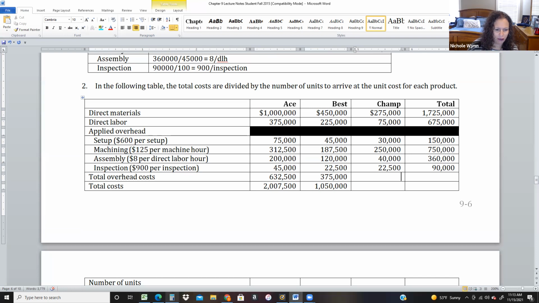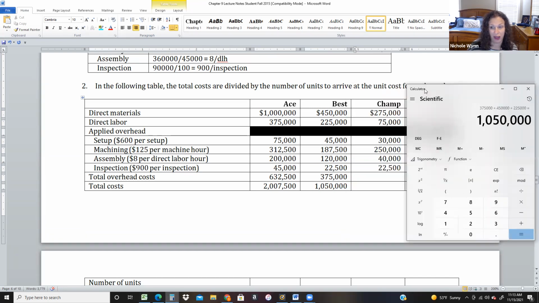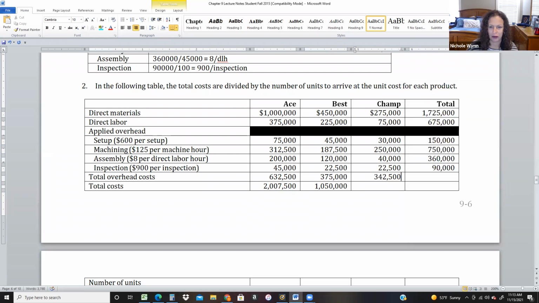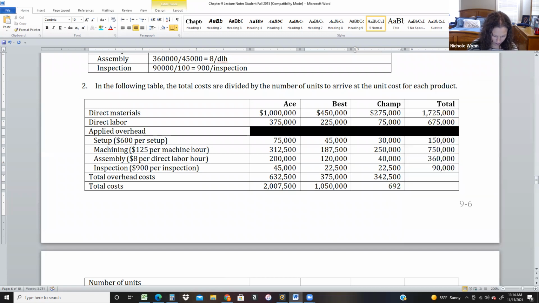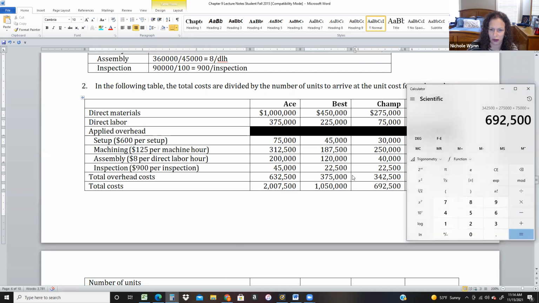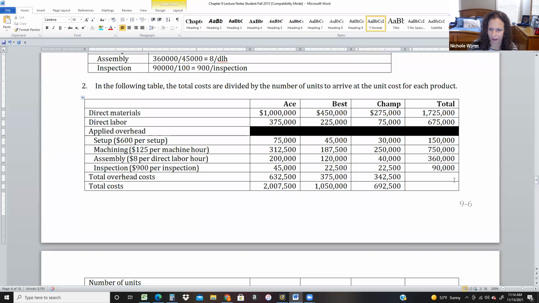And then over here, you have, yeah, I'm just adding up numbers today. 340.25. And then 340.25 is the total overhead plus direct material and direct labor, 692.5. So if I add up this across, total overhead should be 1,350,000, 632,500, 375, and 342,500, 1,350,000.